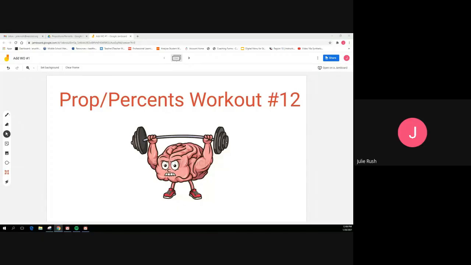Hi guys, it's time for our proportion and percents workout number 12. And today we are still working with similar triangles.